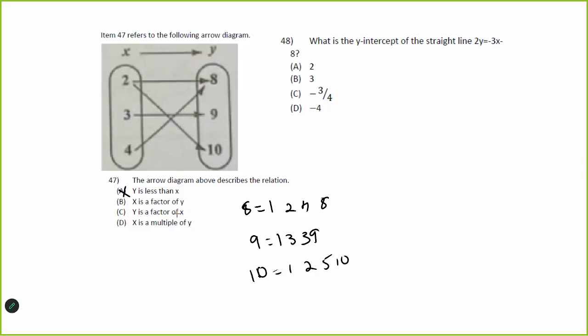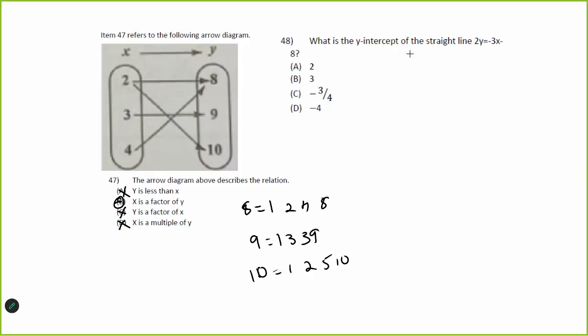Y is a factor of x? No. Factor means what could go into them, right? And x is a multiple of y? No, multiples is when you multiply the values here by a specific number, you're going to get it. No. So therefore, the only answer would be B.